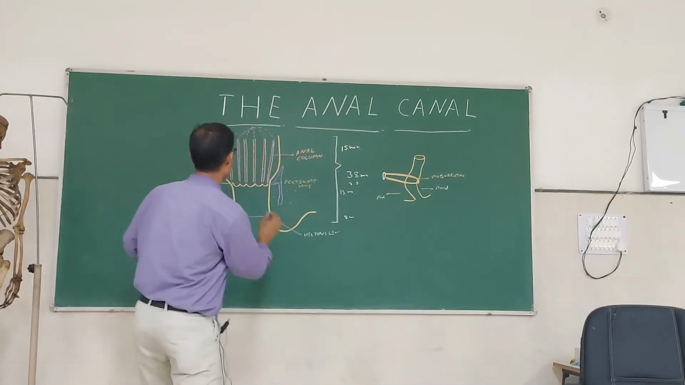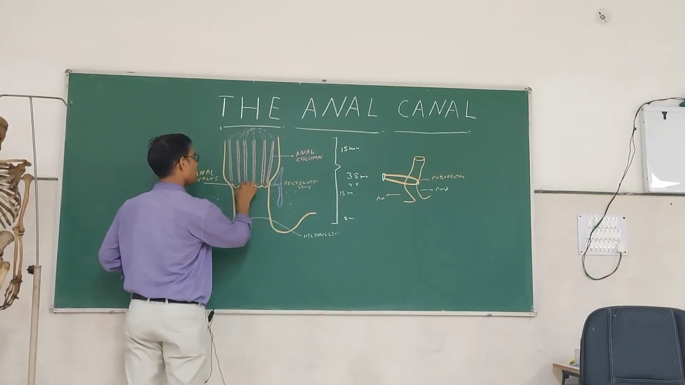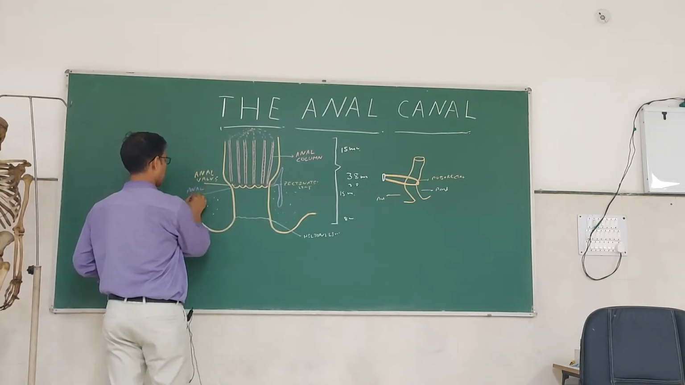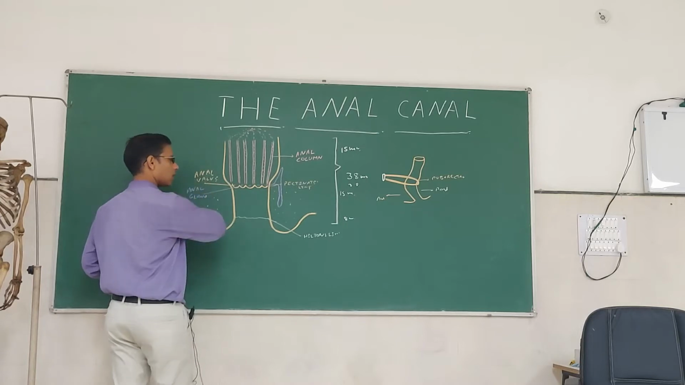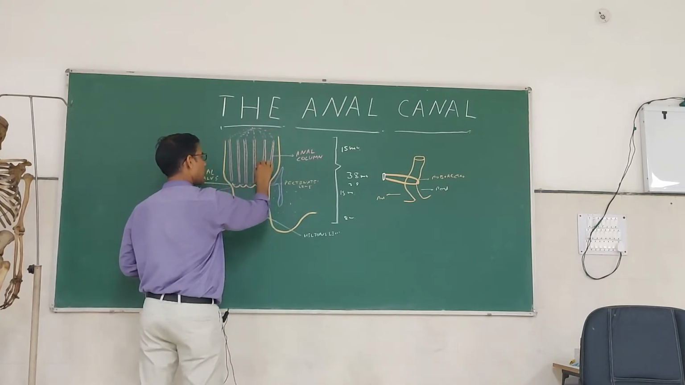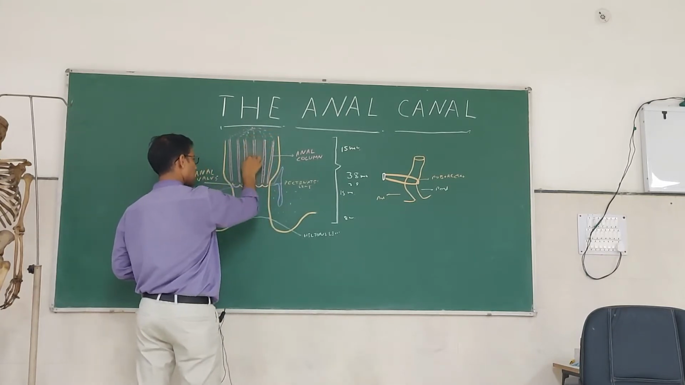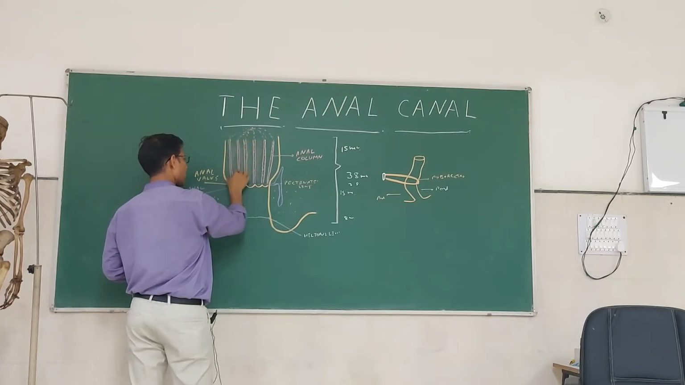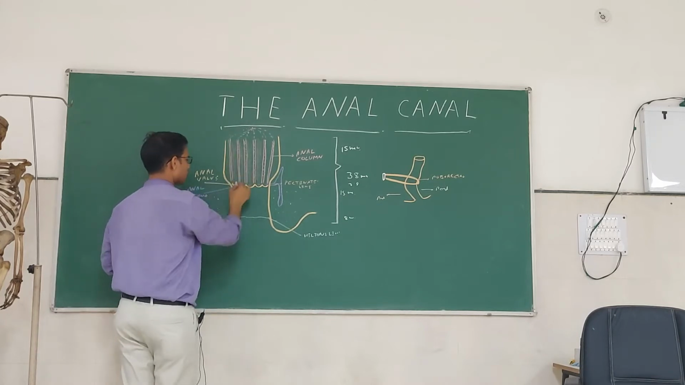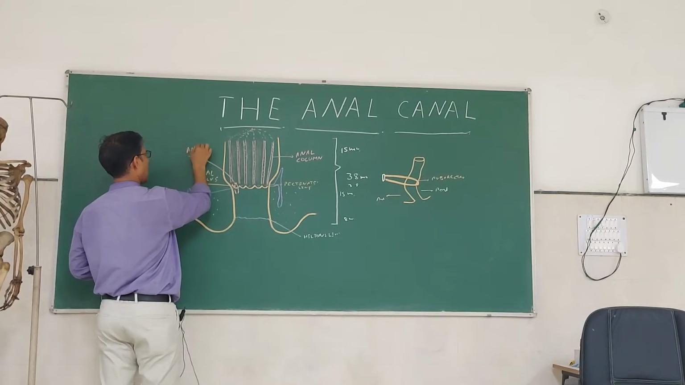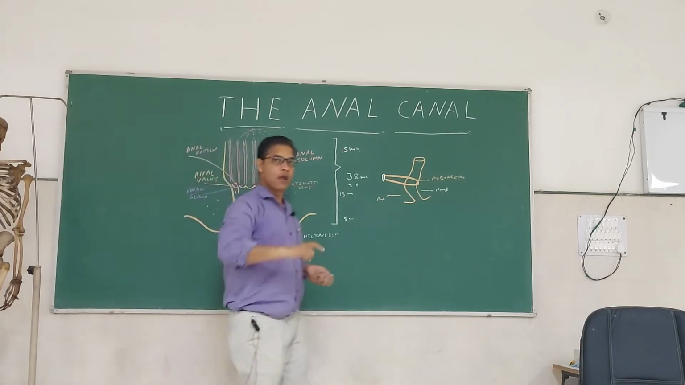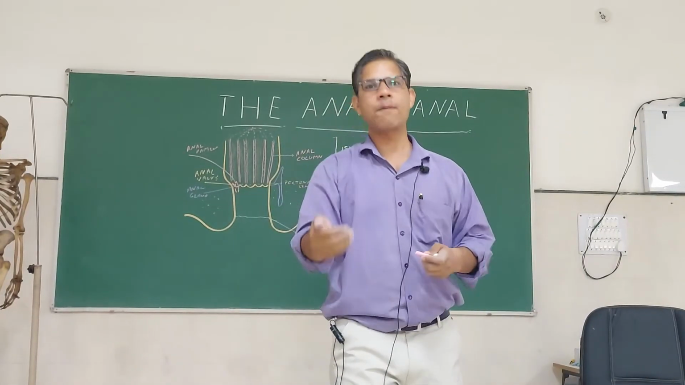Anal glands are opening somewhere here. Sometimes the mucosa lying in between these columns, due to strain, may project downward. I'm just drawing this hypothetically. This may form the anal papilla. This is the mucosa which, due to strain, forms a papilla and projects below the pectinate line.